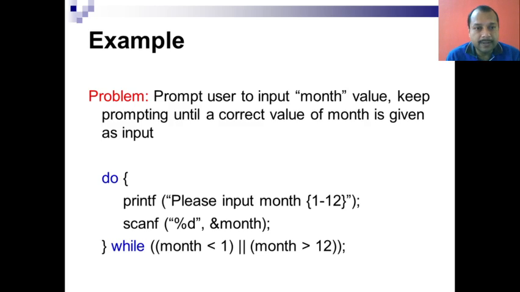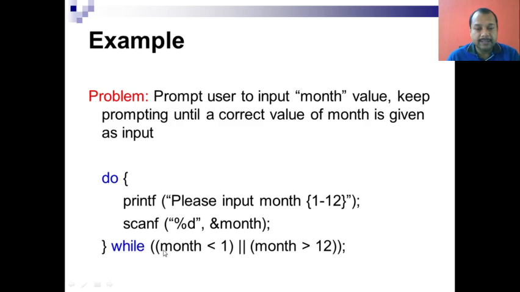So here is one example: prompt the user to input a month value, and keep prompting until a correct value of month is given as input. So the construct is here: do, within braces, printf please input month 1 to 12. I am suggesting to the user that please provide a month which varies from 1 to 12. Otherwise, the user may start typing January, February, etc. or something else, but I want an integer number only whose value is between 1 and 12, because I am scanning for an integer and reading that.